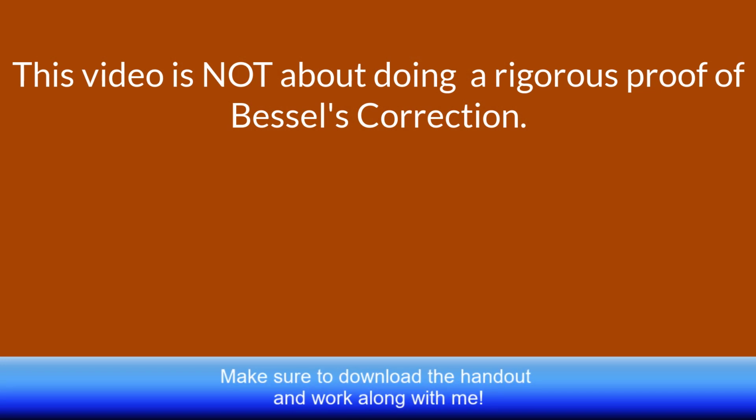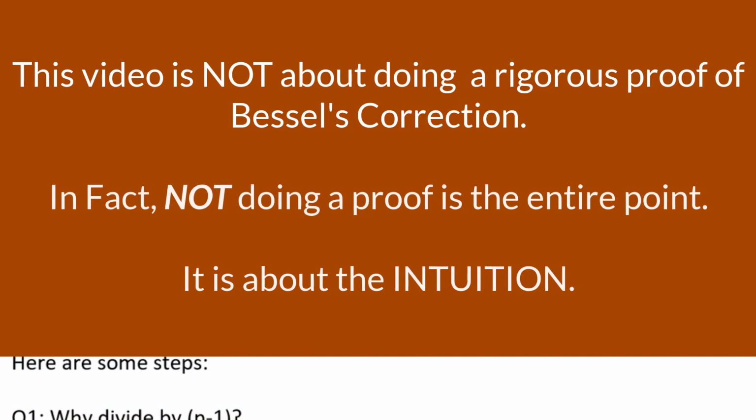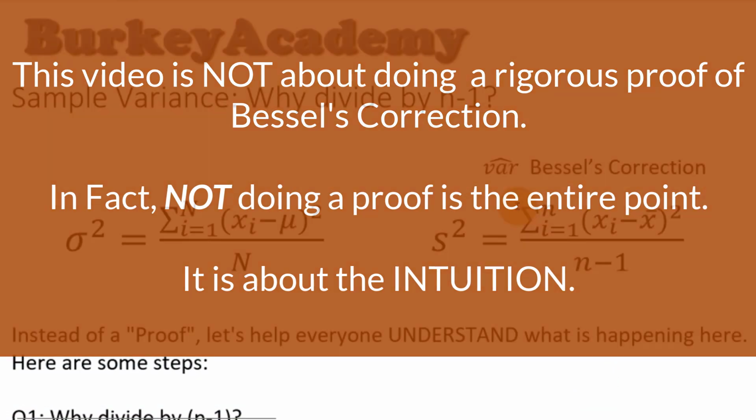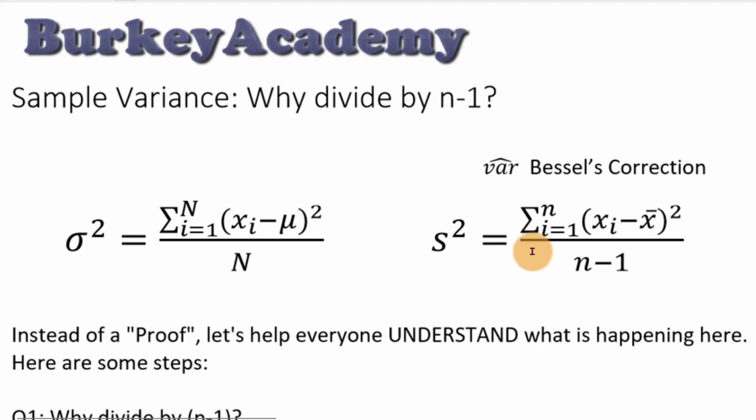In this video, I'm going to address the concerns of a lot of people out there because you're kind of sick of hearing this idea that if you only have a sample of data, when you calculate an estimate of the population variance, you have to divide by n-1, whereas if you have all the data and you calculate the population variance, you use n. And everybody asks, why do we divide by n-1?